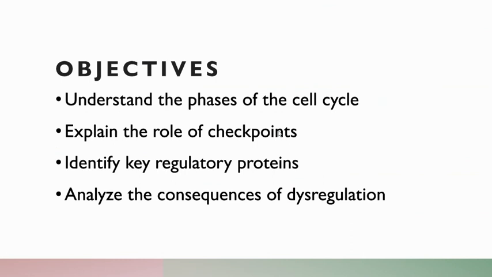Our next objective is to explain the function and significance of cell cycle checkpoints, G1, G2, and M, in maintaining genomic stability and preventing the uncontrolled cell proliferation.